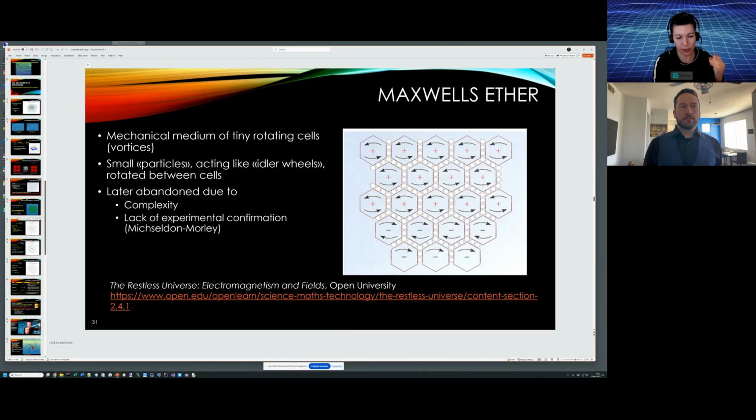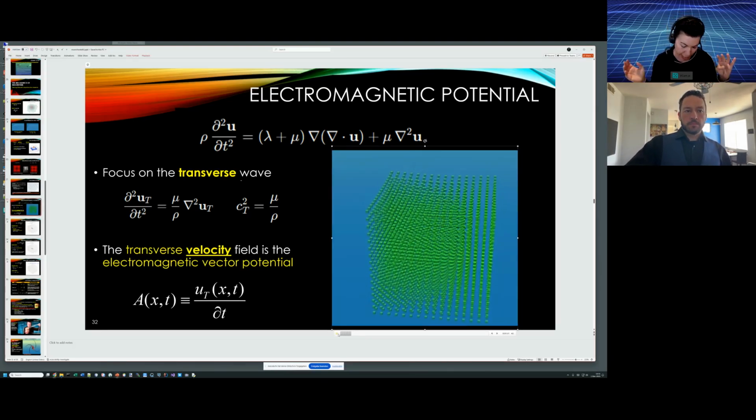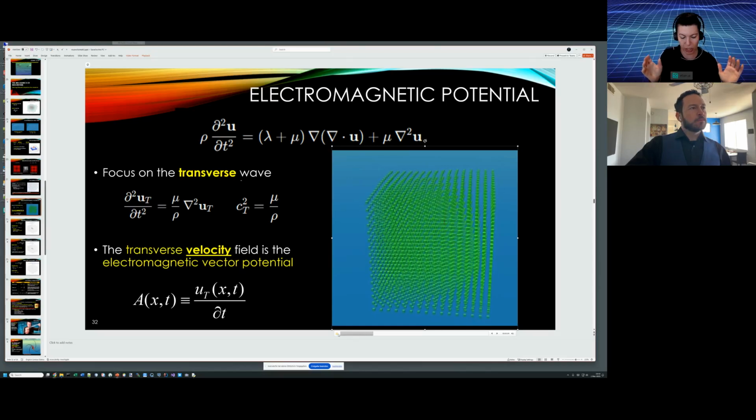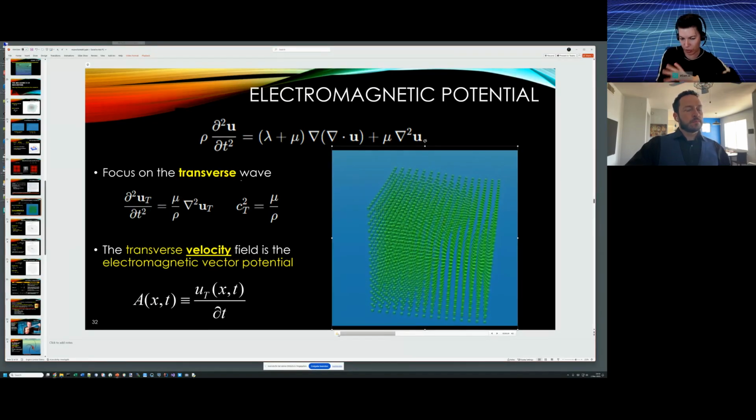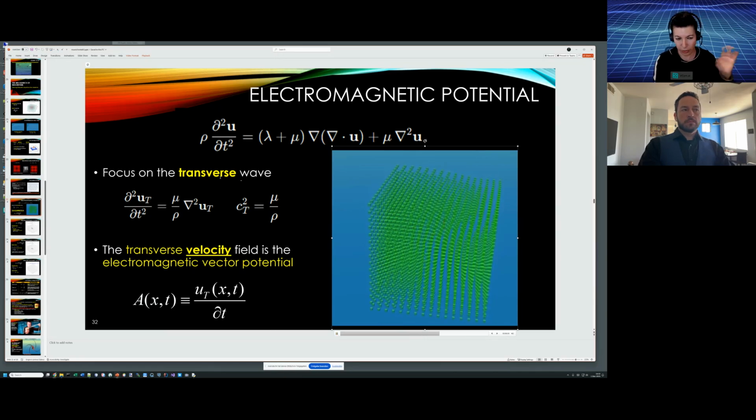So now when we think about what we just talked about, the question then is, what is the electromagnetic potential in this elastic solid? We have talked about the Helmholtz decomposition. So let's just look at the transverse part right now. We can just forget about the longitudinal for a moment and focus on that part.